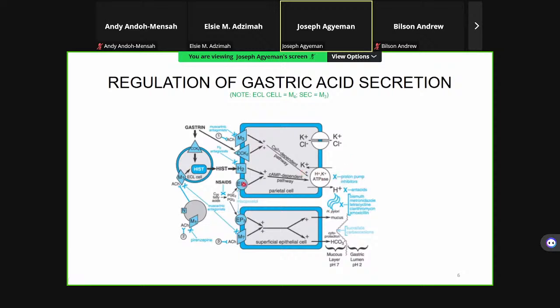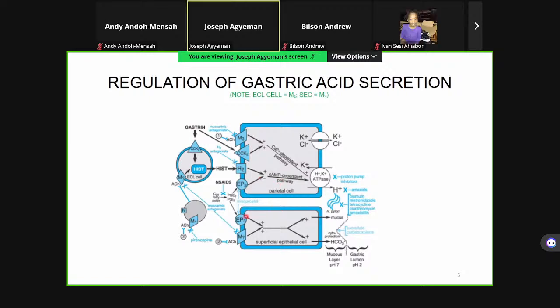Prostaglandins, when not released, again, on the superficial epithelial cell, will help us to release mucus, which is an antacid. Muscarinic inputs can also be activated by acetylcholine. You have mucus and bicarbonate release.